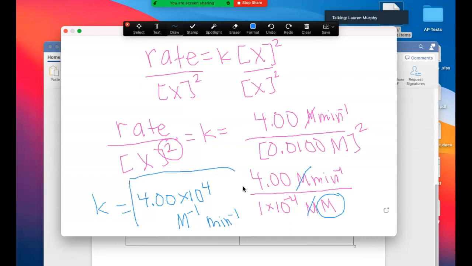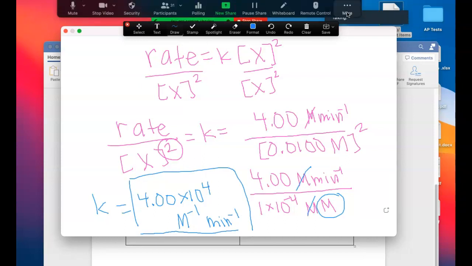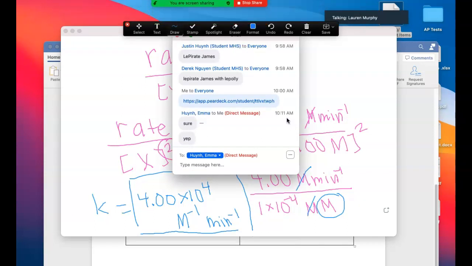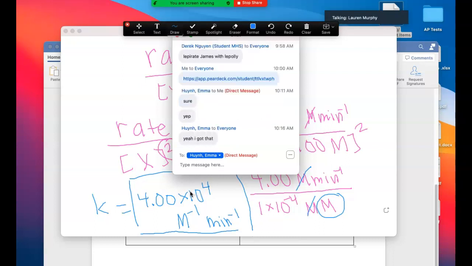Now, let's see. Emma, is that what you got? You did experiment 1, right? Did you get the same exact number? Yep. You're still working. Just wait 1 second. We're still waiting on experiment number 3.